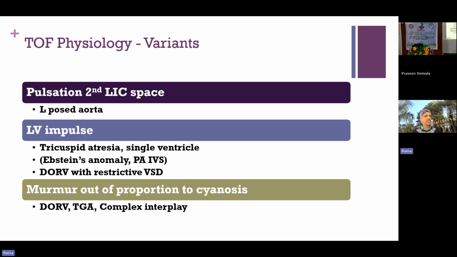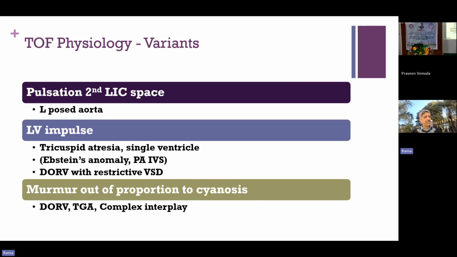In non-tetralogy physiology, an LV apical impulse with cyanosis can be found in pulmonary atresia with intact septum and Ebstein anomaly. All these conditions have something in common, except for LV-dominant single ventricle and DORV with restrictive VSD. In all the other conditions, the RV is diminutive, so the LV impulse is the predominant impulse. So tricuspid atresia, single ventricle, and DORV with restrictive VSD are the top physiologies with LV apex.